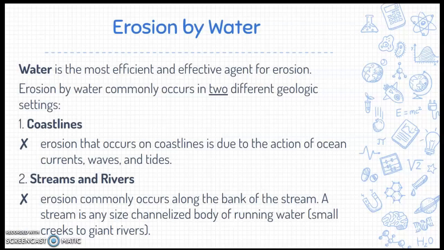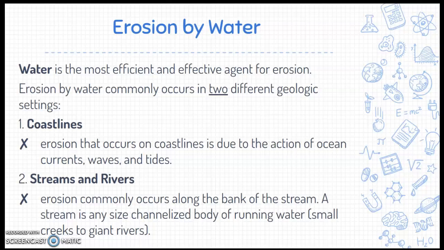Let's look at the first one, which is erosion via the agent of water. Water is the most efficient and effective agent for erosion. It usually occurs in two different settings: one being at the coast with the ocean, and two being with streams and rivers. Those are the two most common areas we see erosion by water, which makes sense. At the ocean, you have crashing of waves at the coastline, which carries the sand out to sea, or sometimes can bring sand in. It just varies. So that's one agent of erosion.